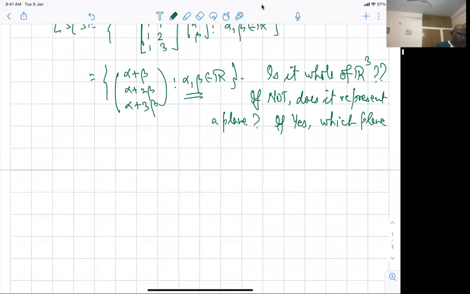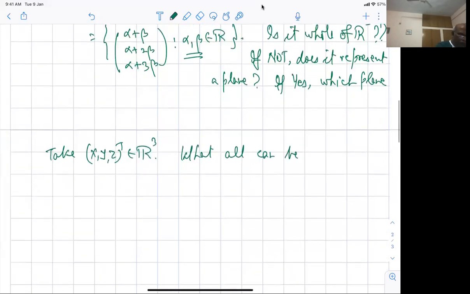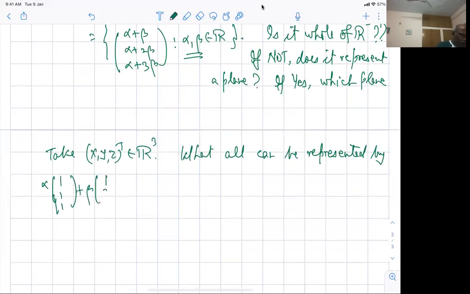Fine. So what we do is take x, y, z belonging to R3. Question is, what all can be represented by alpha times (1, 1, 1) plus beta times (1, 2, 3)? This is what it is. Fine. What all can be represented.